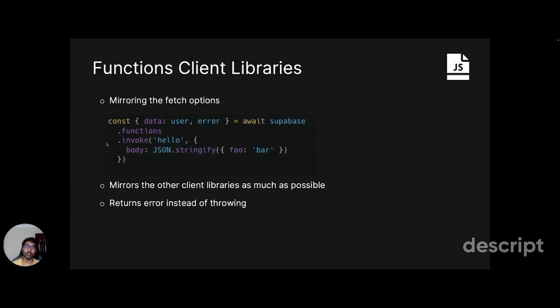So if you have used the browser fetch before, this object should be pretty similar to what you use in fetch. And we are also trying to keep the DX similar to our other client libraries as much as possible. So again, by default, we don't throw an error, we return an error, which you can also override using an option in the constructor.